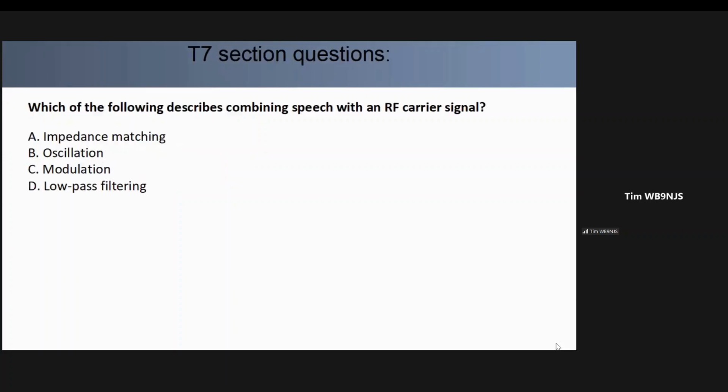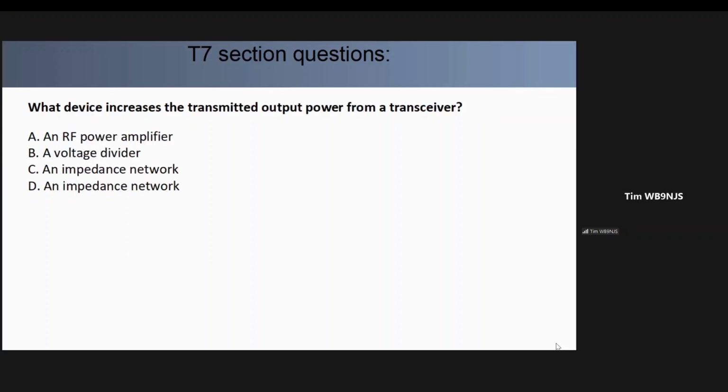So, first question, which of the following describes combining speech with an RF carrier signal? Impedance matching, oscillation, modulation, low-pass filtering. Anytime you add information to a signal, you are modulating that signal. So the answer is C, modulation. What device increases the transmitted output power from a transceiver? An RF power amplifier, a voltage divider, impedance network, or other choices. The right answer in that case is A, an RF power amplifier.